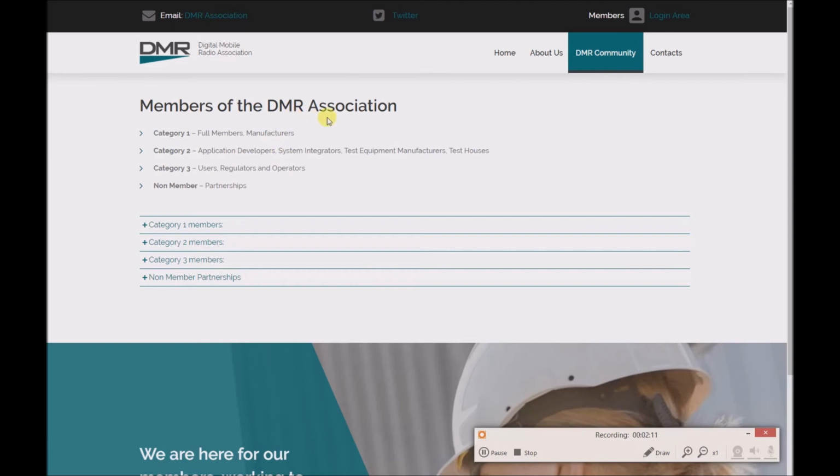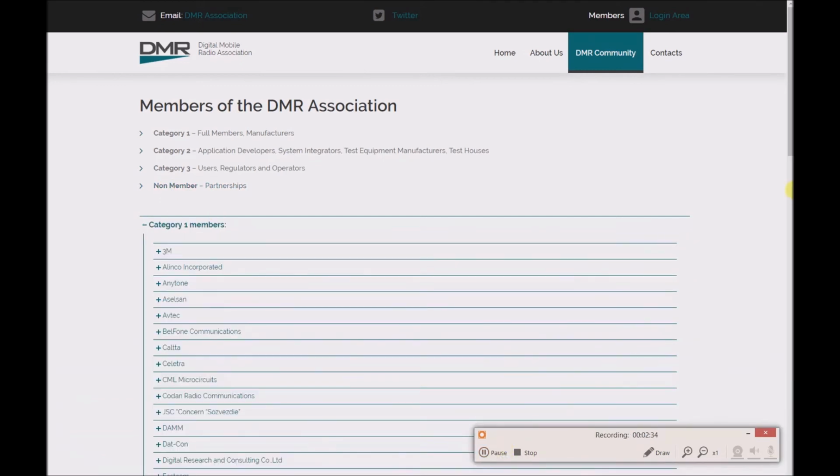Members of the DMR Association. Category 1, full members and manufacturers. Category 2, application developers, system integrators, test equipment manufacturers, test houses. And Category 3, users, regulators, and operators. So I guess that's most of us. I guess we can be members of the DMR Association and non-member partnerships. So there's a pretty huge list. I haven't counted them all yet.